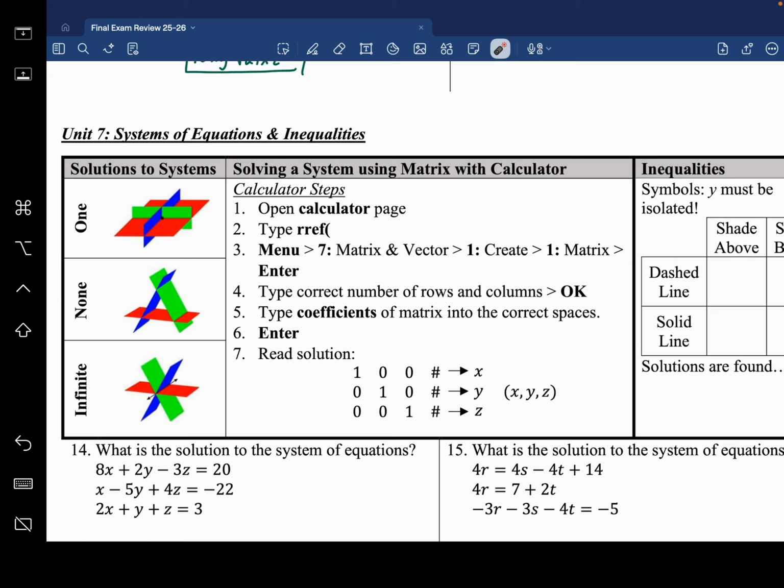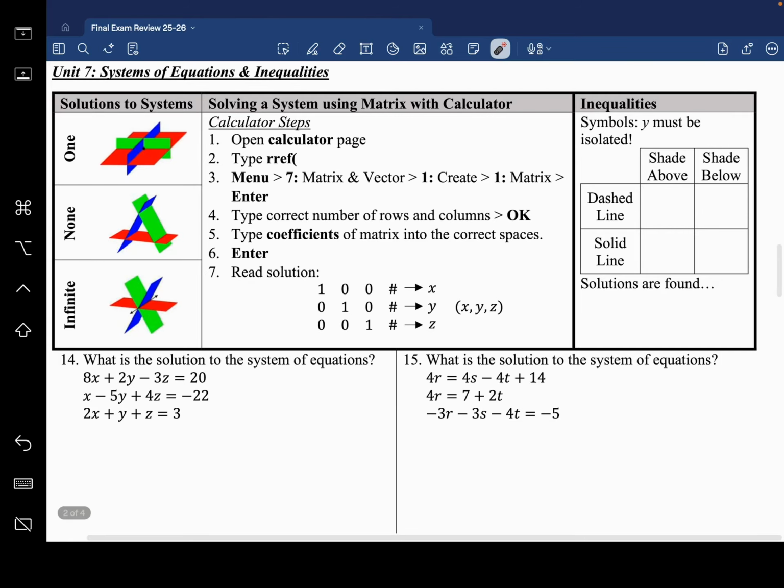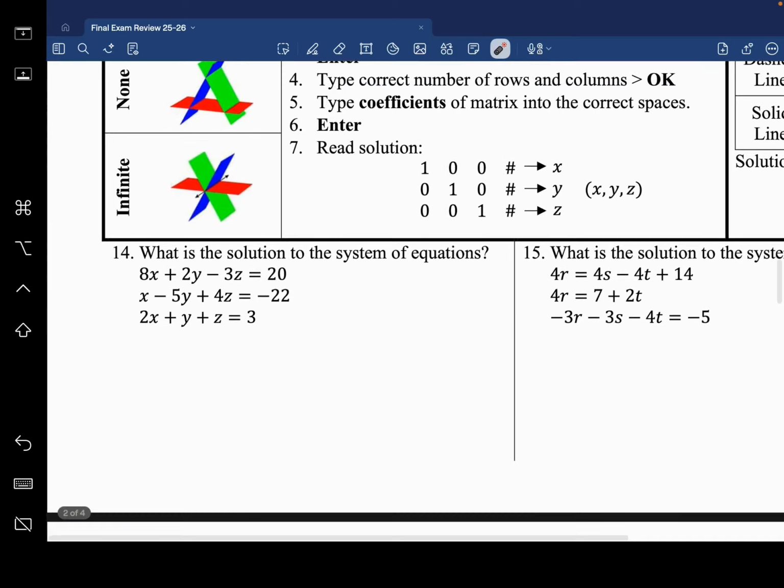And then when there's infinite solutions, the three planes are crossing here and here and here and infinitely in a line all the way across. So it has more than one intersection point of all three planes. So we can solve these by hand, but we also have the use of a calculator, the TI Inspire as well. So here are our calculator steps, and I will go through those with us, but they are there as well. So what is the solution to the system of equations here?